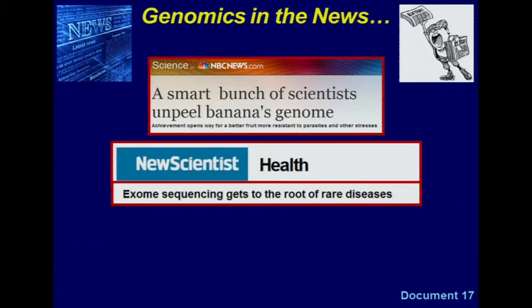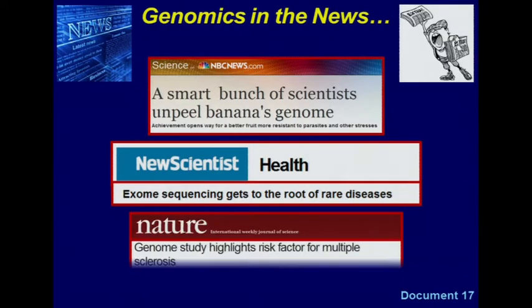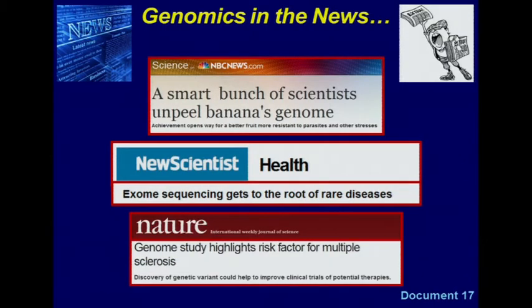The New Scientist published a piece about the use of exome sequencing to uncover the genetic causes of rare diseases, both before and after the detection of symptoms. And a genome-wide association study published by Nature identified a genetic variant in multiple sclerosis patients associated with a negative response to drugs commonly used to treat other autoimmune diseases.